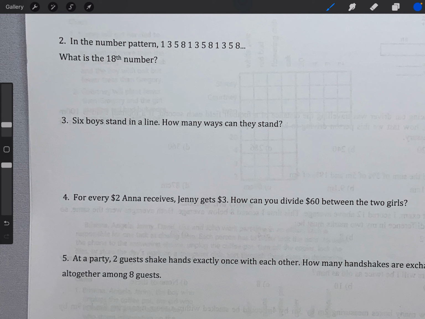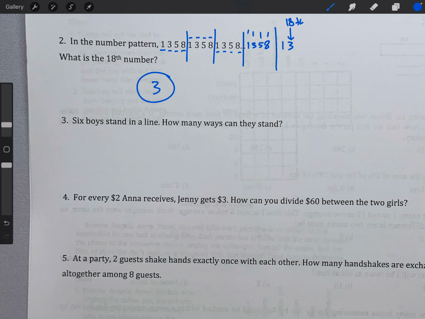In the number pattern, what is the 18th number? Okay, it goes 1, 3, 5, 8. Then repeats 1, 3, 5, 8. Then repeats 1, 3, 5, 8. It's not even that long, so you can just write it out if you like. You can just keep going: 1, 3, 5, 8, and so on, up to 13, 14, 15, 16, 17, 18. The answer is 3. So the 18th number is that one there.